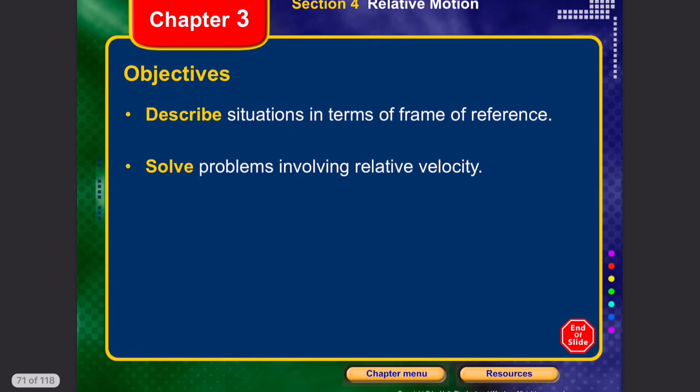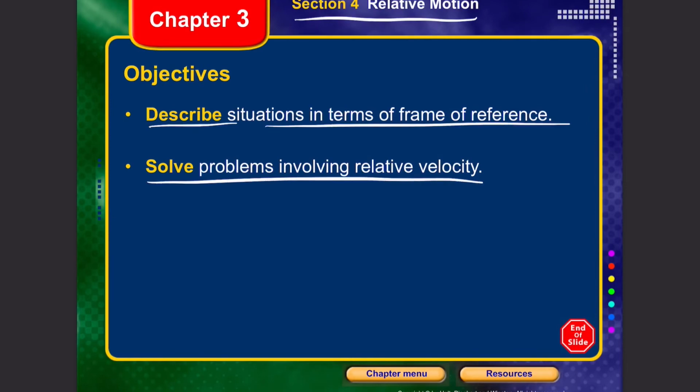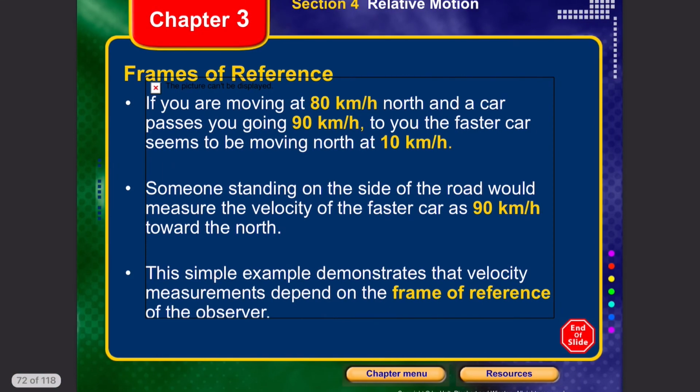Next, let's go to the next section, relative motion. In this section, we're going to describe situations in terms of frames of reference and finally solve problems involving relative velocity. Now, let's consider what the term frame of reference means.